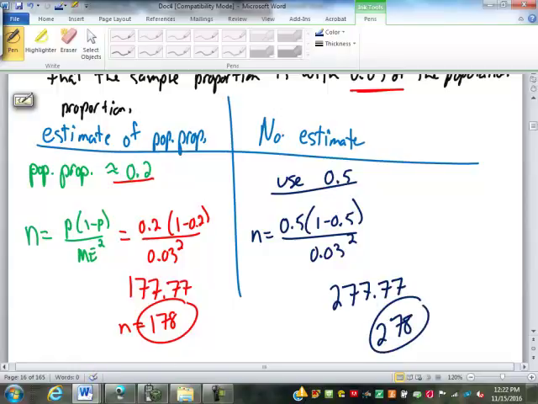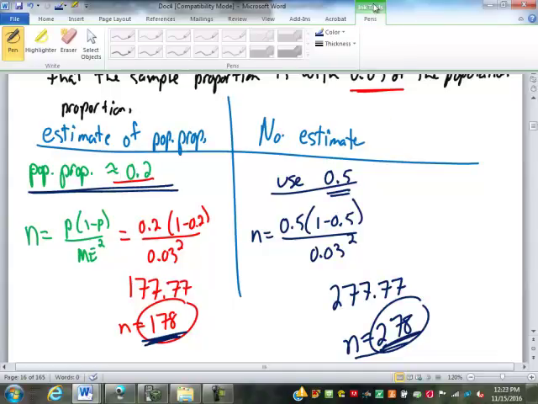Now notice, that's significantly higher. This was only 177.77, and this was 277.77. These are larger sample sizes. The reason for that is because I had to use the 0.5. If I use 0.5 as my estimate for p, that gives me the largest possible sample size. Anything bigger or smaller than 0.5 will give you a smaller size. So here we had an estimate of the population proportion, and we used that to get a smaller required sample. But if we don't have that, we can always use 0.5, and that'll give us a sample that's large enough to guarantee. It may be way smaller than that for the margin of error, but it'll guarantee that we have a large enough sample to get within that margin of error.